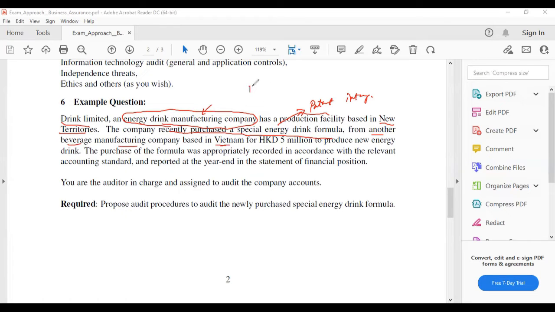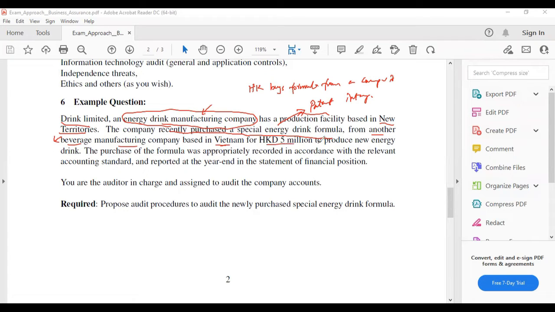So the company is based in HK, but it buys the formula from a company in Vietnam, right? So it's an international transaction. An international transaction will pose its own limitations and exposures, for example, foreign currency exchange risk. That's one thing that auditors will be concerned about, and they should be, right?